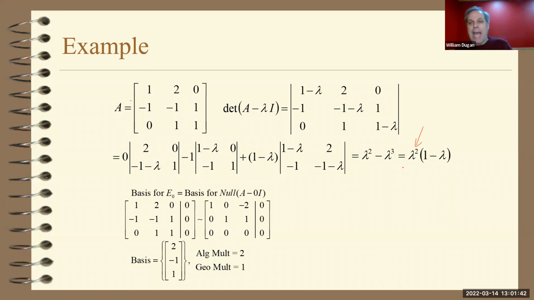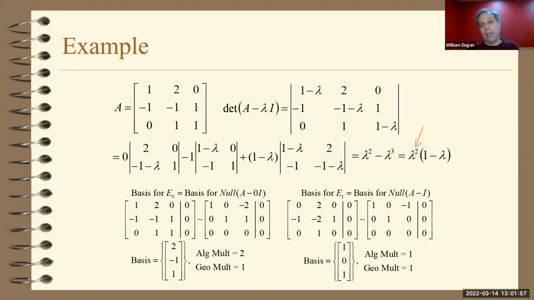We call that the algebraic multiplicity of that particular eigenvalue. I'll do this all over again now for the eigenvalue 1. So once again, I want to know the basis for E sub 1. That's a basis for the null space of A minus 1 times I. So here I go. I want to know a basis for the null space of A minus 1 times I.